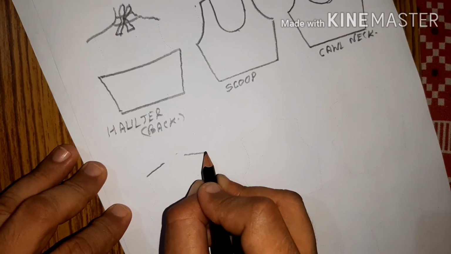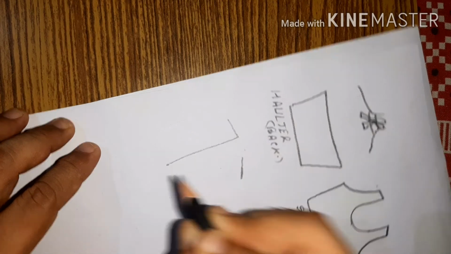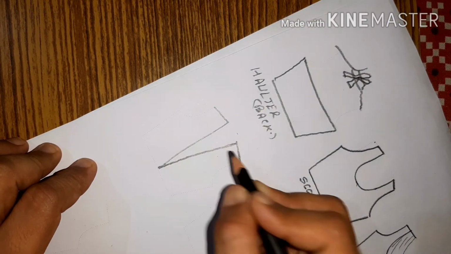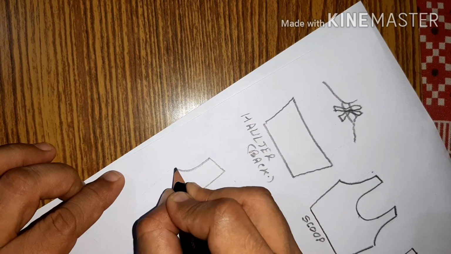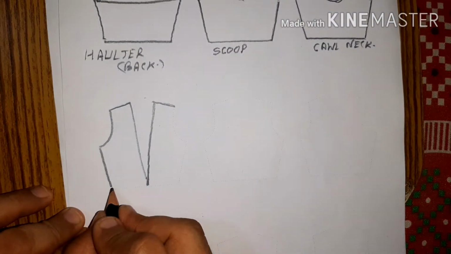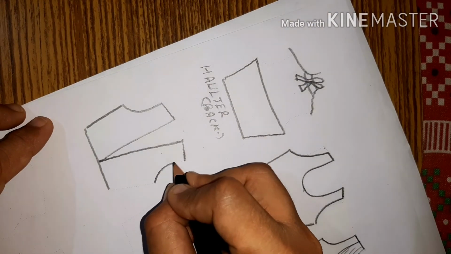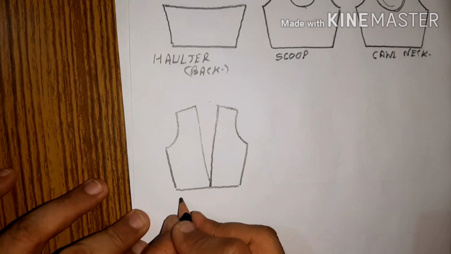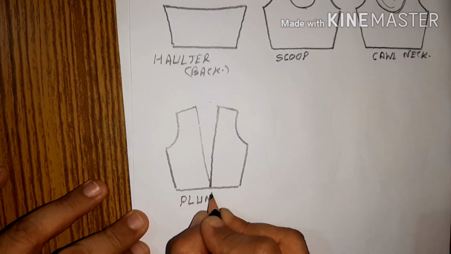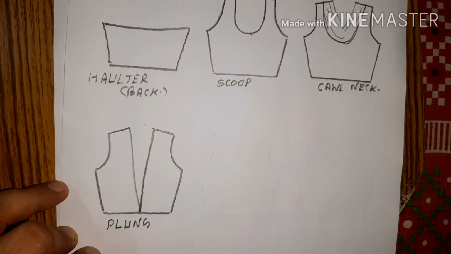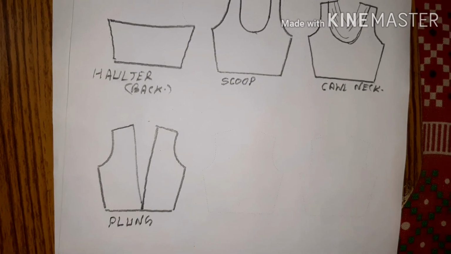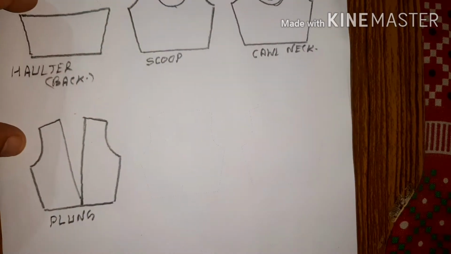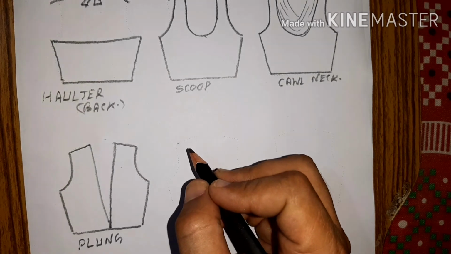Next is the plunge neckline. This is the deepest neckline, generally used at the back sometimes, but nowadays celebrities are using it on the front also. The depth of the neckline sometimes goes up till the waist.